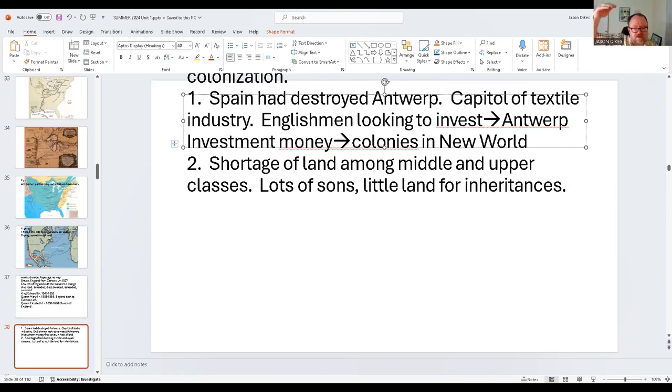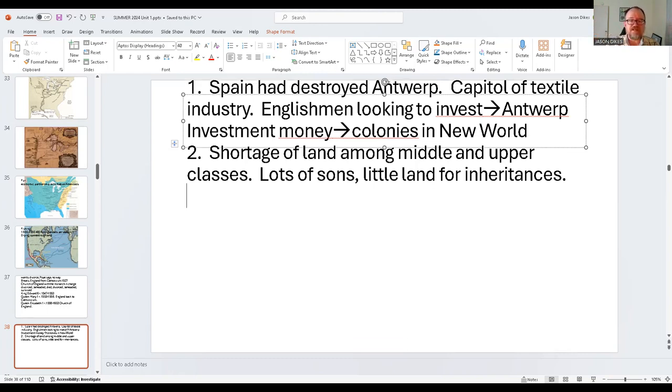So the oldest son might inherit all the land, but what do you do about the second son, the third son, the fourth son, the fifth son, the sixth son? You can probably push one of them into the military. You can probably get one of them into the church. That still leaves you some kids who aren't going to inherit land. So a lot of these sons who aren't going to inherit land are going to come to America because there's lots of land in America.